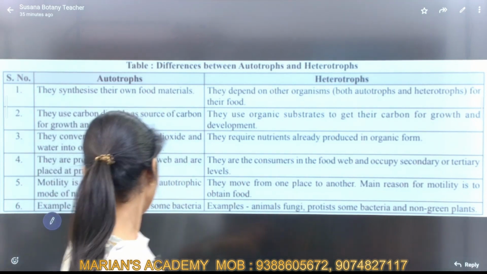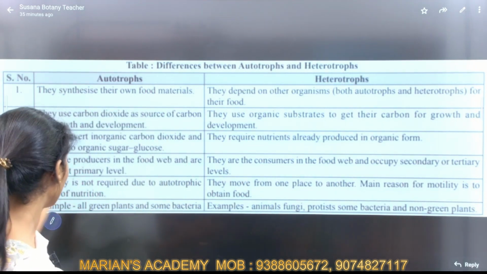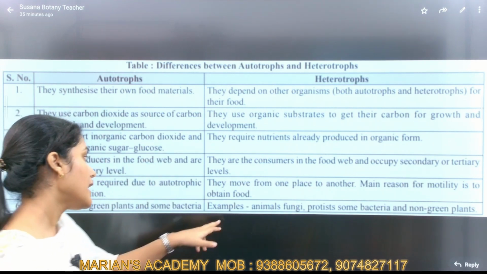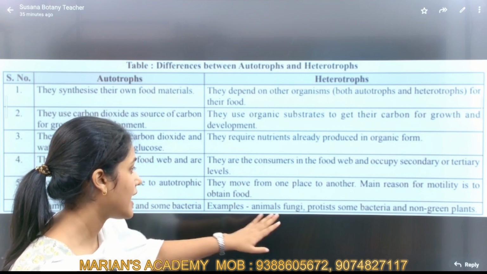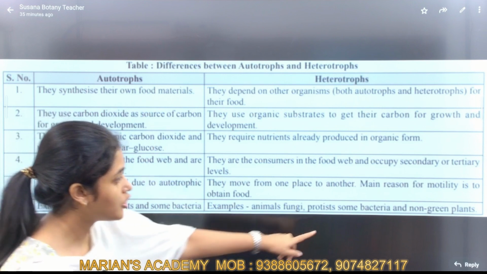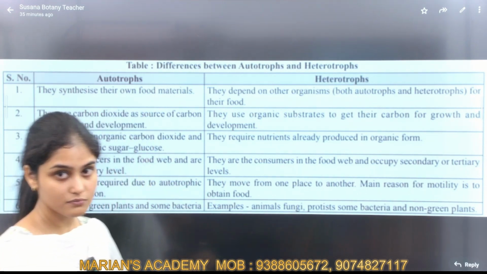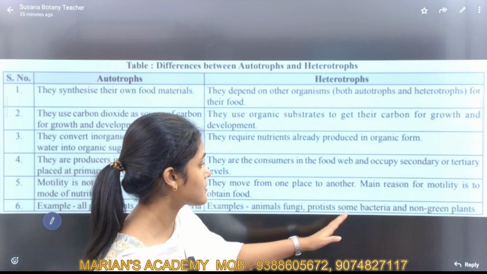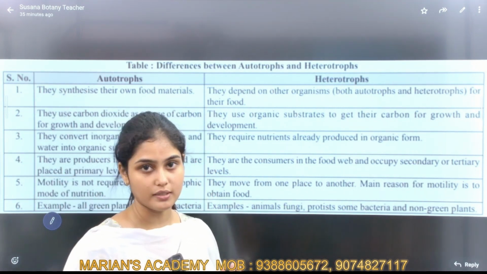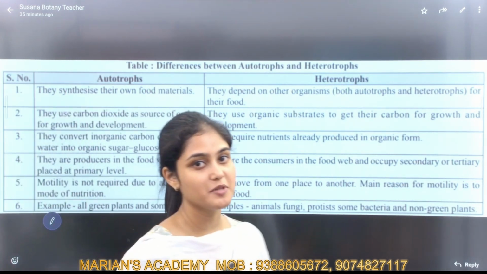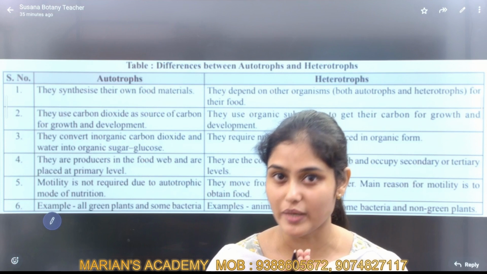Here under autotroph, the example is all green plants and some bacteria, and here we have examples of animals, fungi. Look, the majority are in the heterotroph case. Non-green plants are there. So animals, fungi, protists, some bacteria, then non-green plants. Fine. So I hope the difference between autotrophs and heterotrophs is very clear to you.